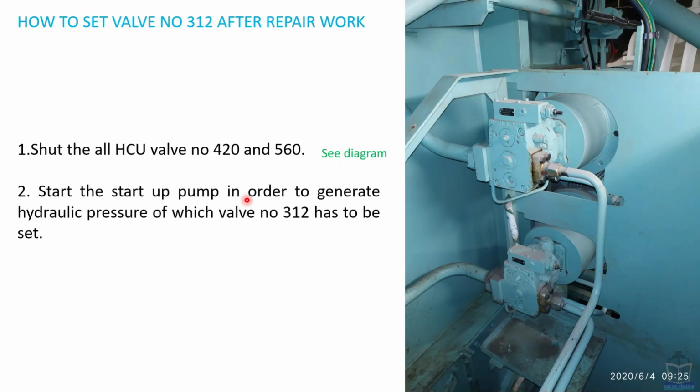Start the startup pump in order to generate the hydraulic pressure at which valve number 312 has to be set. Gradually set the release pressure. Why do these two valves need to be shut? Because unless you shut these valves, hydraulic pressure is not going to rise, since there are always some internal leakages in the hydraulic cylinder unit. Now moving next.